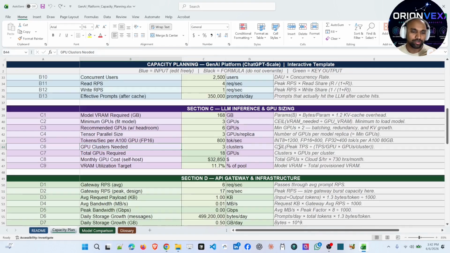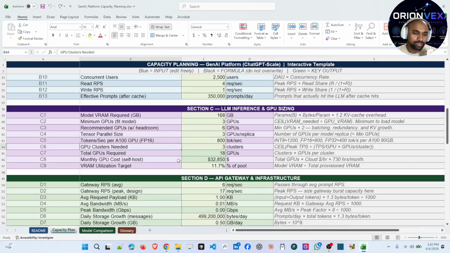That is how we are calculating: peak tokens per second divided by TPS per GPU into GPU per cluster. Total GPU required, that is 18 GPUs required, that is cluster into GPU per cluster. We will get the total GPU required.